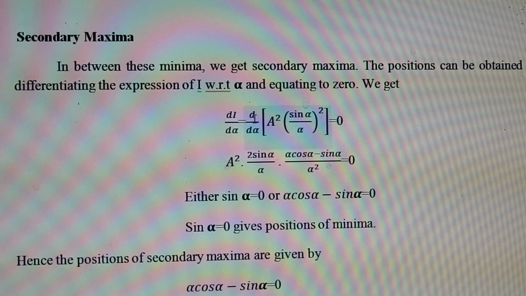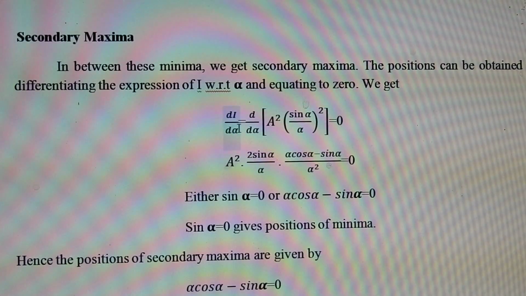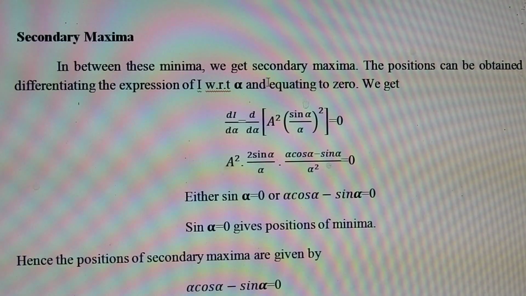dI by d alpha is equal to d by d alpha of A square (sine alpha by alpha) whole square, equal to 0. So the differentiation dI by d alpha should be equal to 0. Then only will we get maximum intensity. The condition here is given that in between the minima we get secondary maxima. So the position can be obtained by differentiating I with respect to alpha and equating to 0, we get secondary maxima.